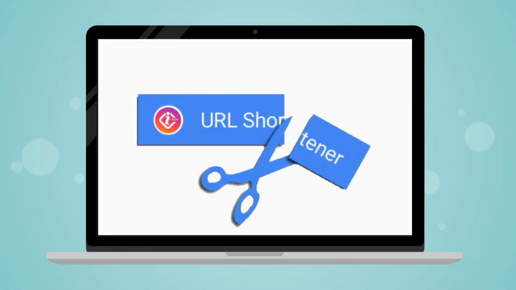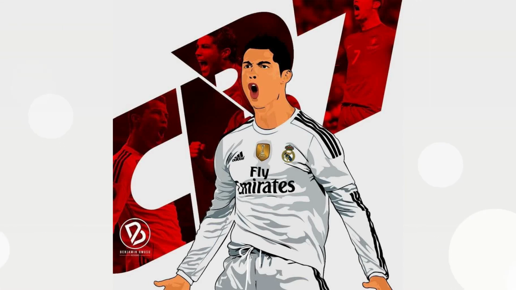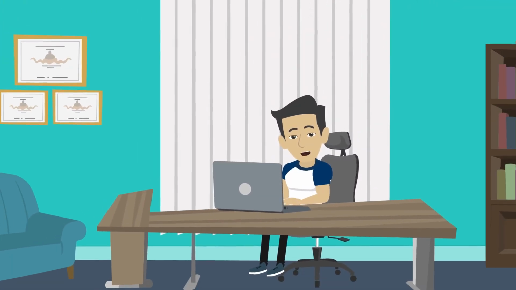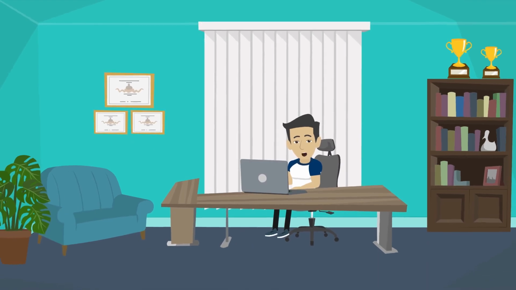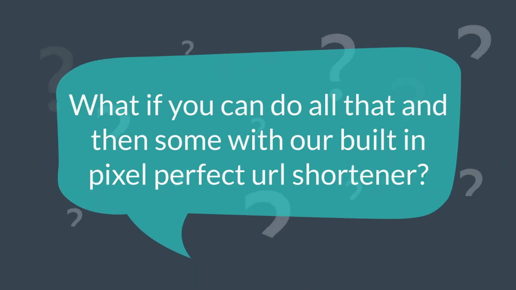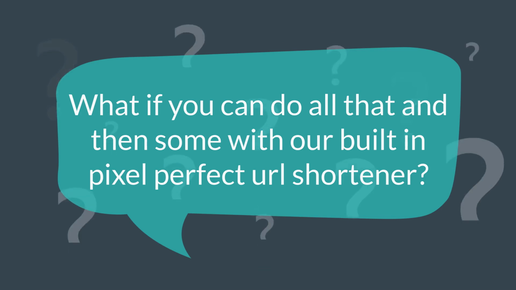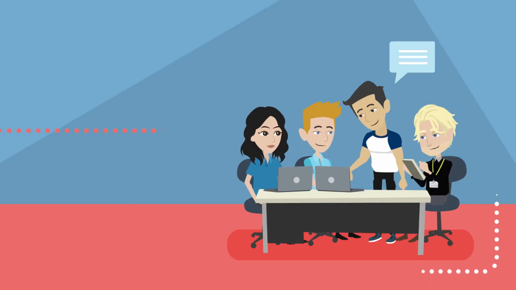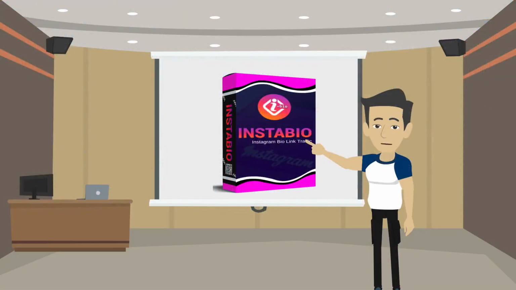Insta Bio Builder also comes with an easy-to-use URL shortener. In digital marketing, our links are like the Cristiano Ronaldo of our team, so versatile and powerful. If you are like me, you have a separate tool for tracking, remarketing, and deep linking. What if you could do all that and then some with our built-in pixel-perfect URL shortener? We can actually sell this as a separate product or service. Built into this software as a service product is a complete solution for branded links generation.